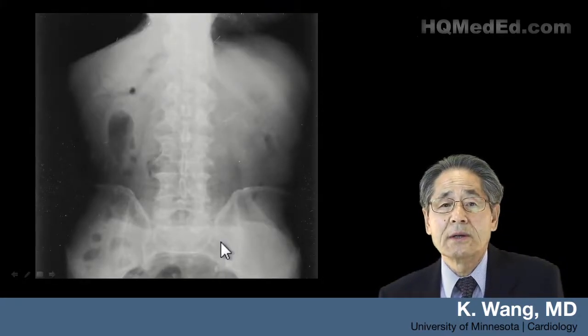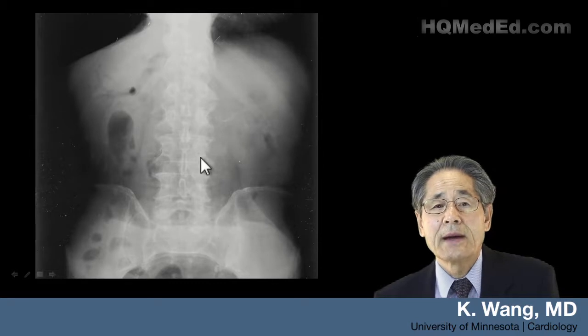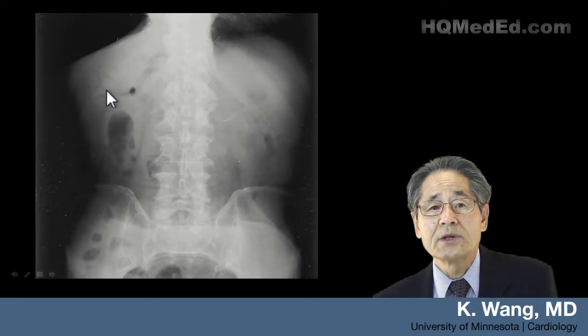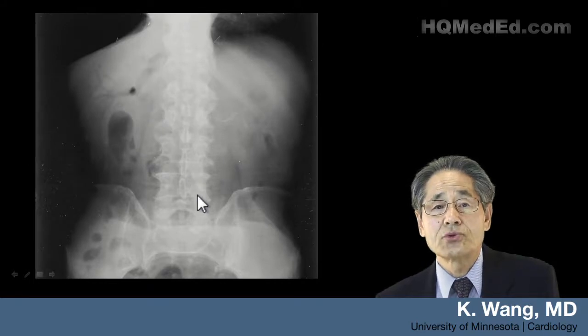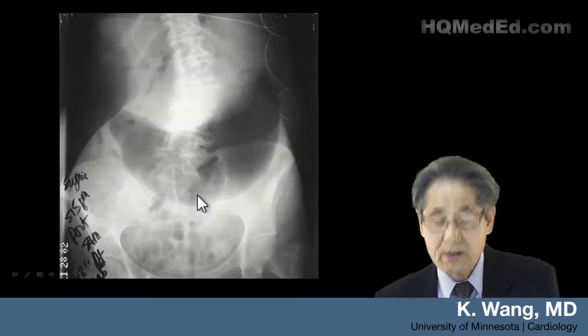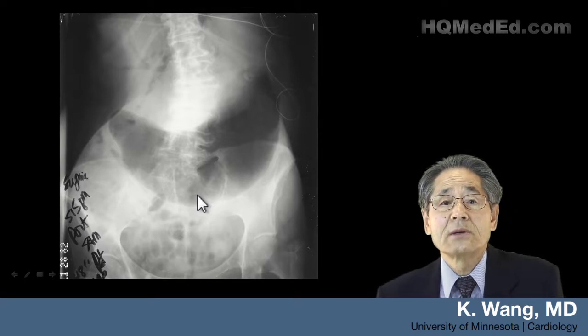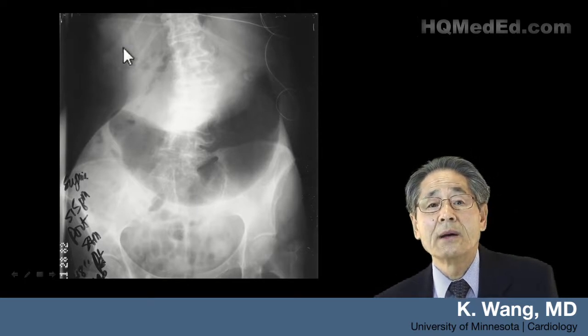What do we see here? Air in the biliary tree. After sphincterotomy, many patients will have air going from the stomach into the biliary tree, pneumobilia. Another patient with pneumobilia.